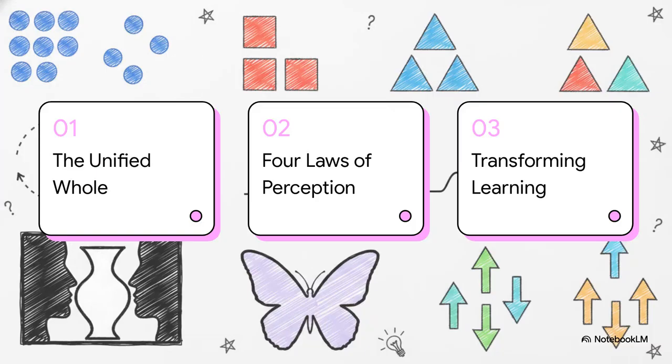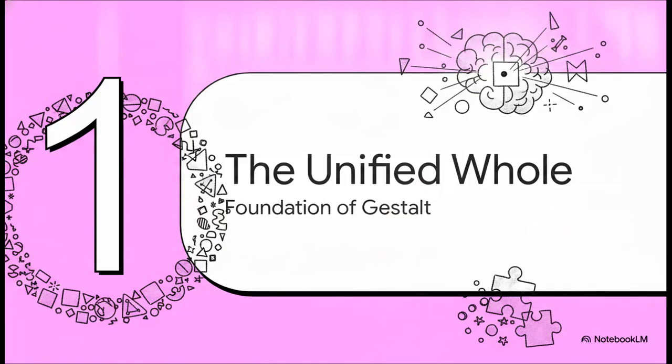To get there, here's our game plan. First, the unified whole. Second, the 4 laws of perception. And third, transforming how we learn. Starting off with Section 1, the unified whole, which is really the absolute foundation of Gestalt theory.